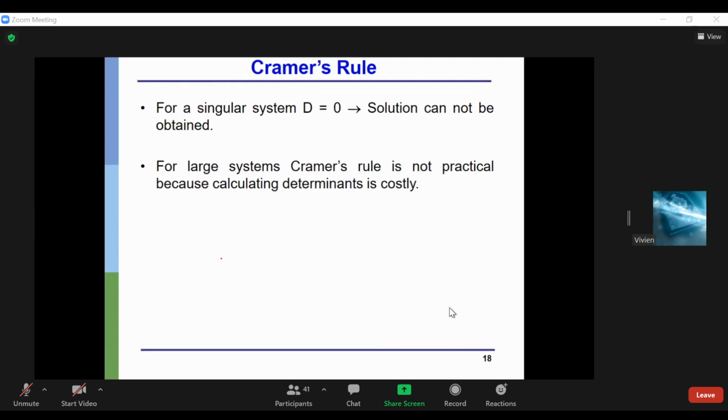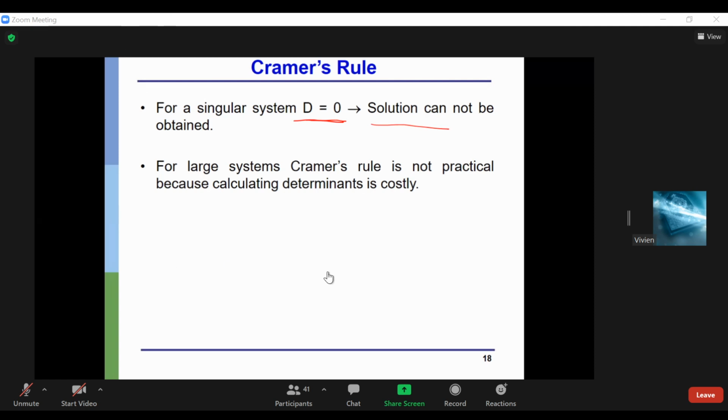And also, again, if we have a singular system, so D equals 0, then back to the physical meaning, there will be no solution. It means that the solution cannot be obtained. Okay, so that is about Cramer's rule.